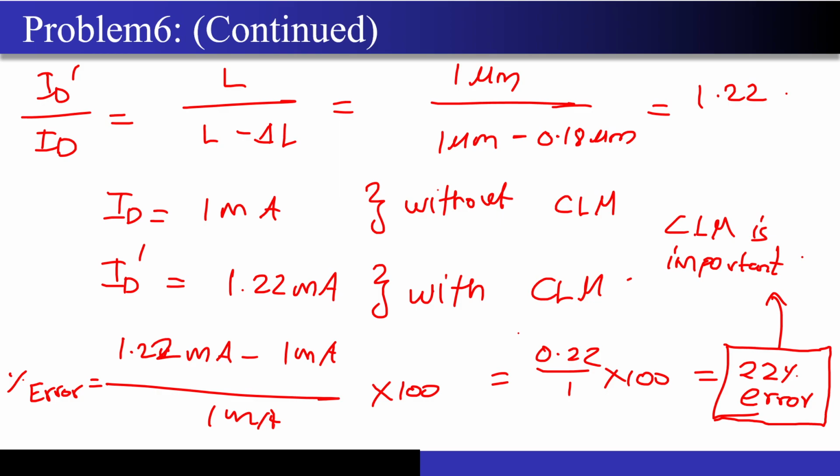So I hope this numerical gives you a feel of why this CLM is important and how much error you will incur in the numerical if you ignore the channel length modulation effect, right?